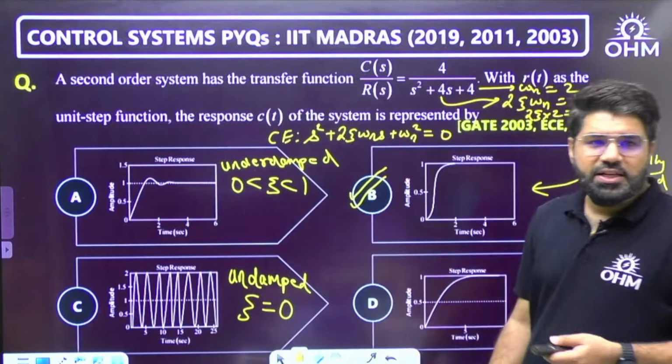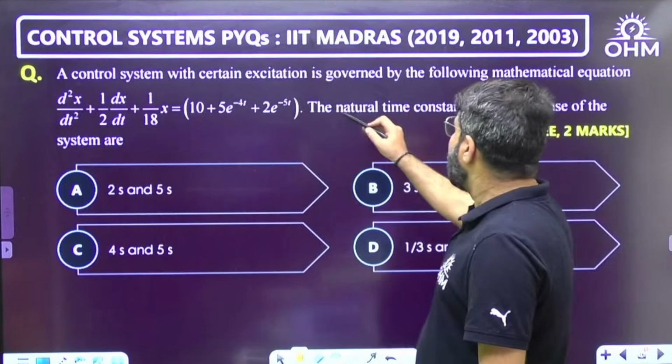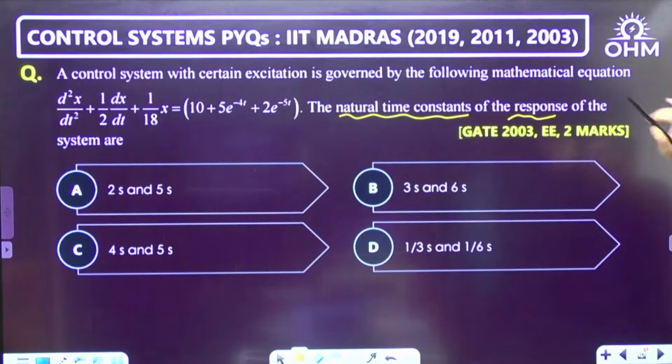Okay. Next one, dear. What is going to be the next question? Okay, this is still a little better. What are the natural time constants of the response? A control system with certain excitation is governed.